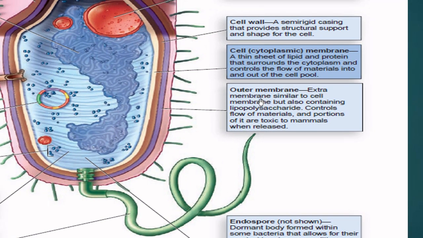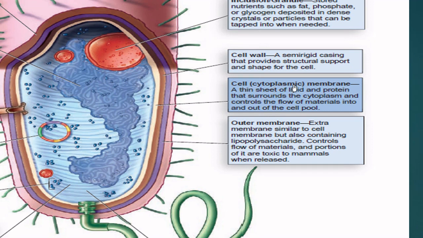So the outer membrane is an extra membrane, similar to the cell membrane but also containing lipopolysaccharides. It is basically present outside of the cell wall, mainly in gram negative bacteria. We will discuss gram positive and gram negative bacteria in our next videos, when we discuss the cell wall of bacteria. The outer membrane contains lipopolysaccharides, portions of which are toxic to mammals when released.